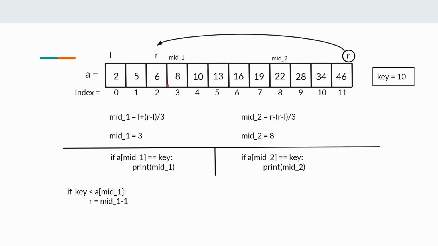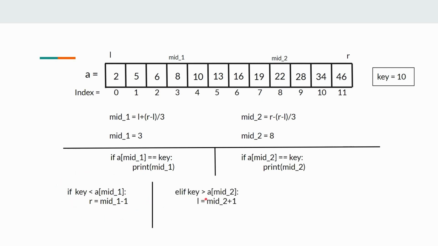But in this case, our key is 10 and array[mid 1] is 8. So 10 is greater than 8, and this condition is not satisfied. Next we check if the key is greater than array[mid 2]. If it is, then we do L equals mid 2 plus 1. That means this L will be brought all the way here, to mid 2 plus 1, one index after mid 2.